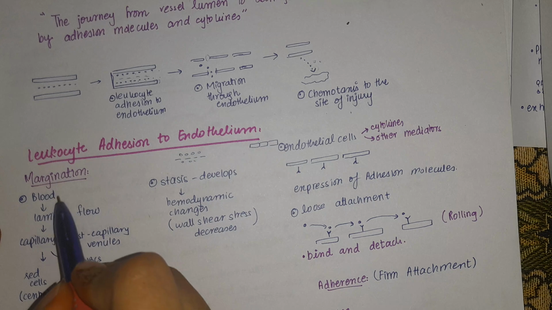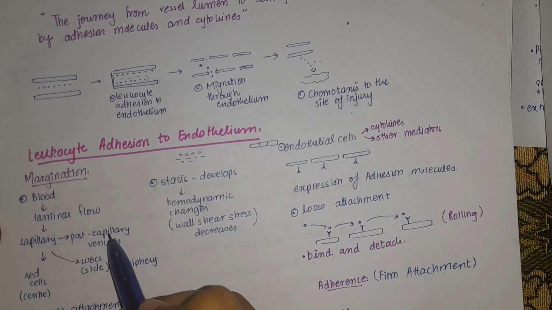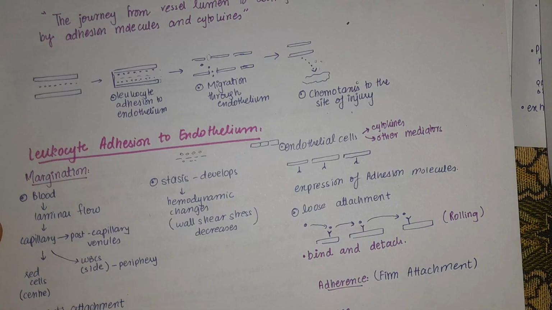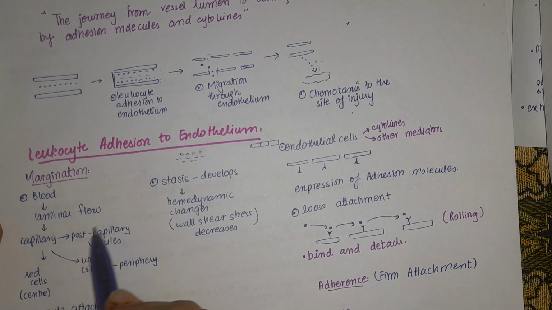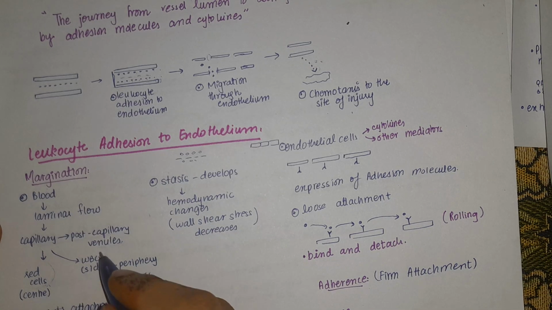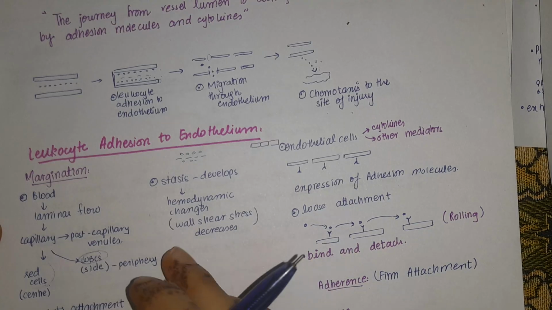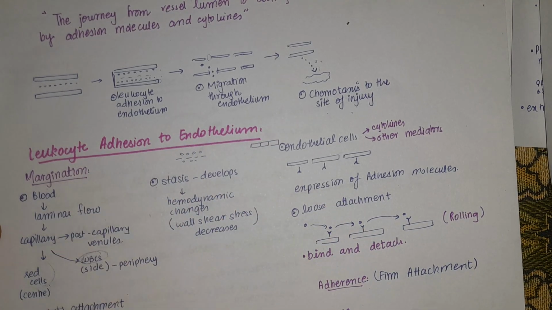What happens? Blood is normally flowing in a laminar flow in the capillary and in the postcapillary venules. But when there are cytokines released, when we want the recruitment of the leukocyte, what happens in capillaries, especially in postcapillary venules, is that the red cells arrange themselves in the center because they are lighter, whereas white blood cells are heavier and they arrange themselves to the periphery. So this is how margination takes place.